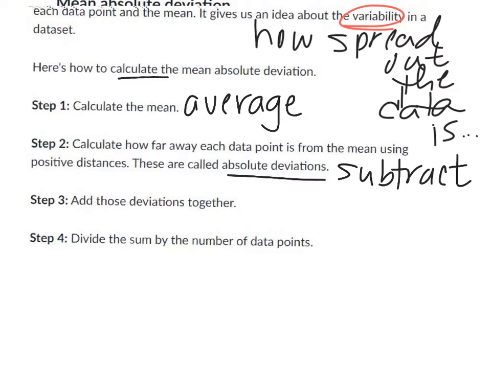Okay, and then step 3 and 4, they break it down. Add the deviations together. You're going to add those differences together and divide. So what are you going to do? You're going to find the mean again. Okay, so you're going to find the mean, you're going to subtract, you're going to find the mean, and that's it.